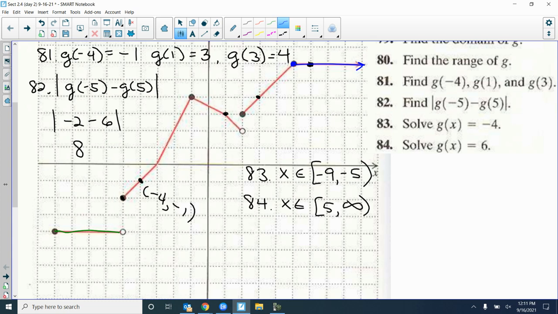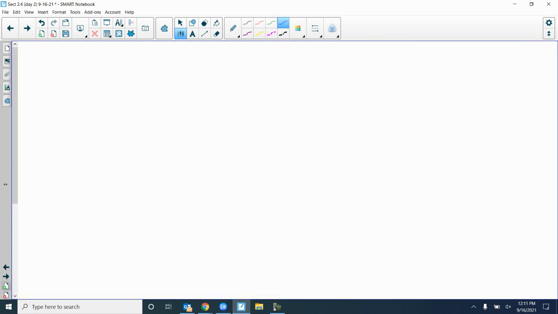Homework, 37 and 47. Let's take a look at those before I give you the answers to the evens. 37. I don't know if it's f of x or g of x. Jack, you got the equation? f of x equals -8x plus 7.